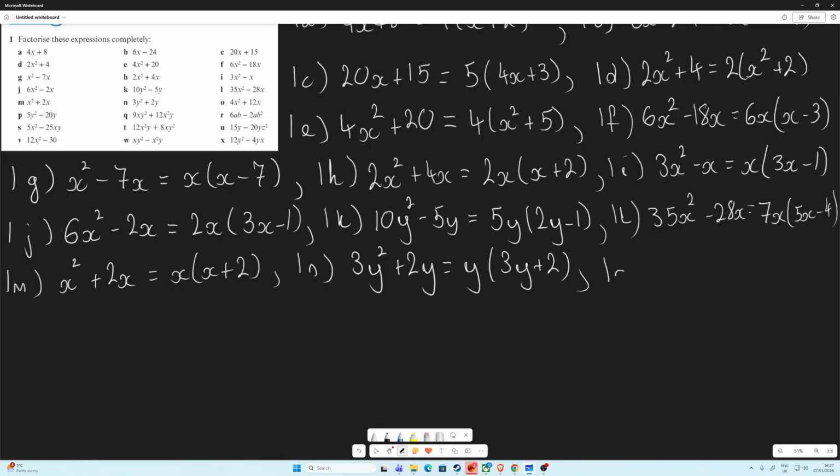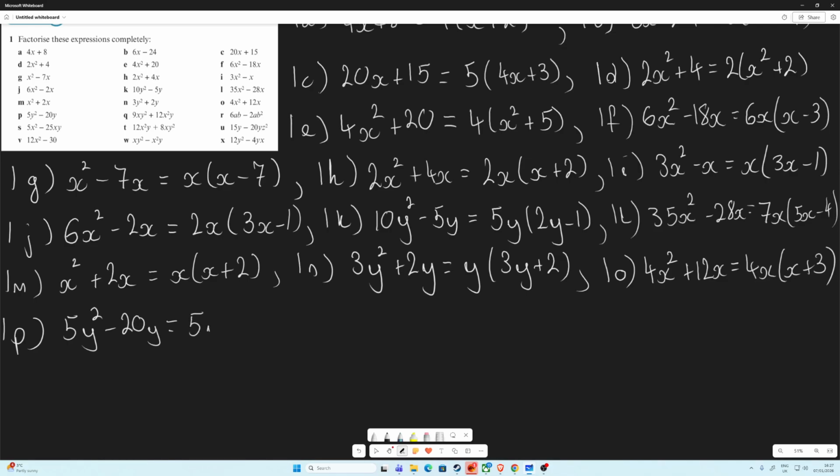1o. 4x squared plus 12x. 4x is the common factor. We're left with x plus 3. 1p. 5y squared minus 20y. So 5y is the common factor. Left with y, take away 4.